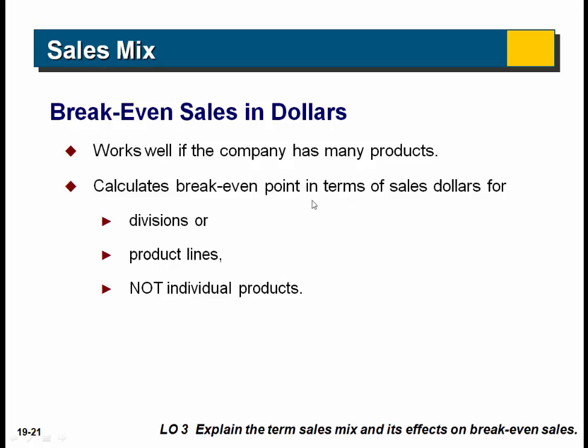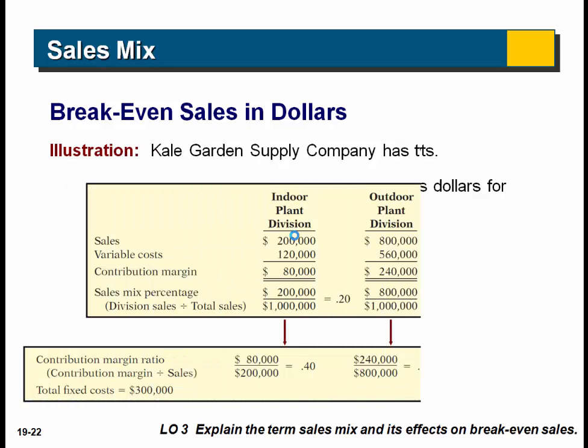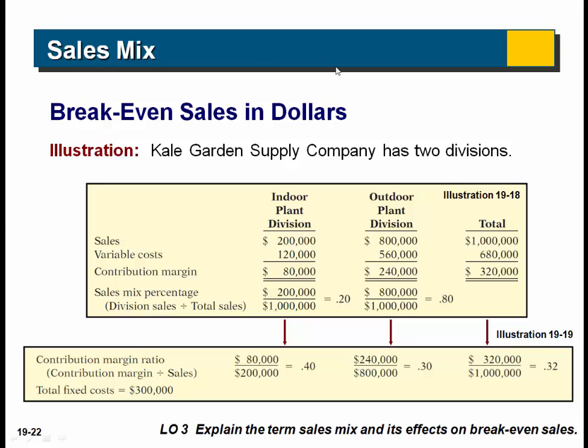So we're going to look at that not only for products, but we can also do it for divisions or product lines. But no longer is it going to be individual products. So product lines might be 3 different golf clubs. They might be a plant division versus another type of division within a company. But these are divisions. So here's the example they come up with in your text. You have an indoor plant division and an outdoor one. This would be house plants and garden plants, if you will.